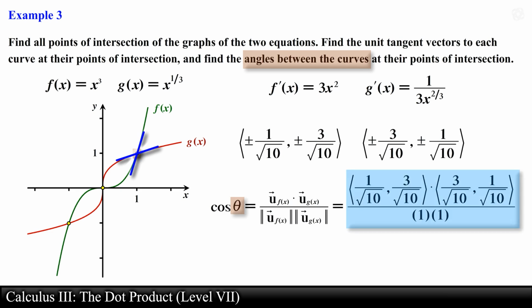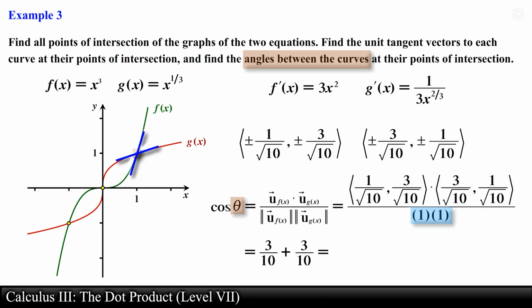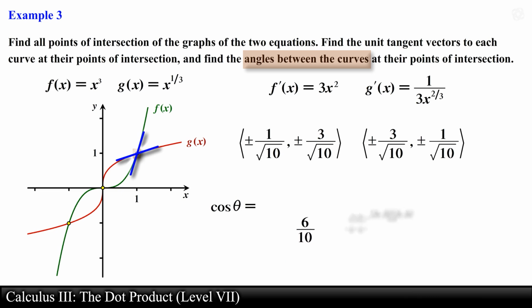Substituting the vectors and the magnitudes, we obtain the following. Computing the dot product and dividing by the product of the magnitudes of the vectors, we obtain the following value. The last step is to take the inverse cosine of this value. Doing that, and approximating to the nearest degree, we obtain 53 degrees.